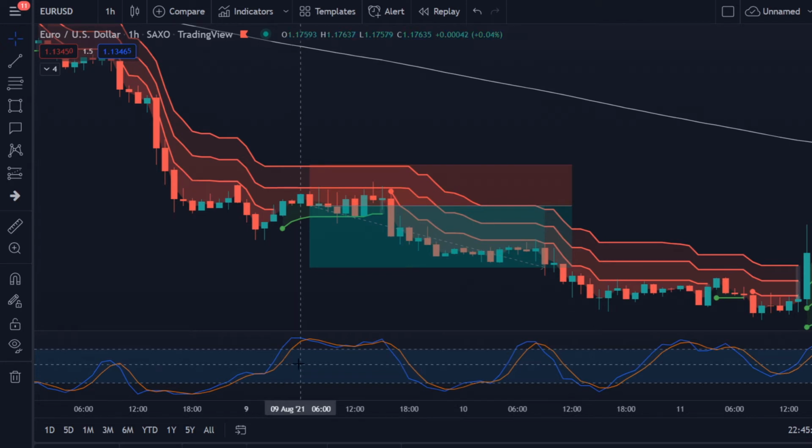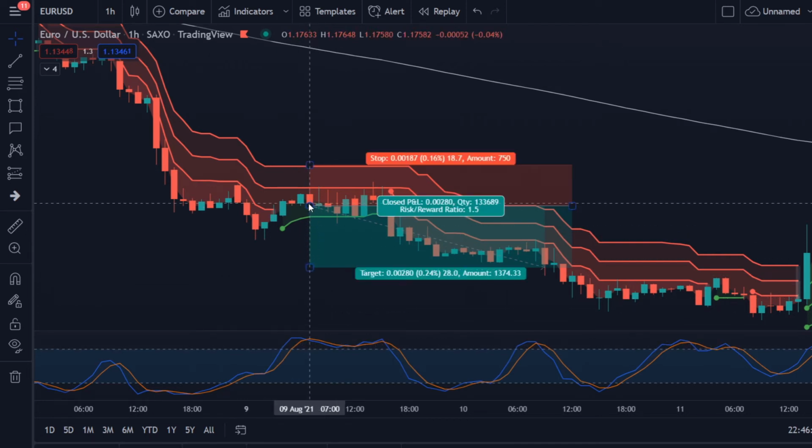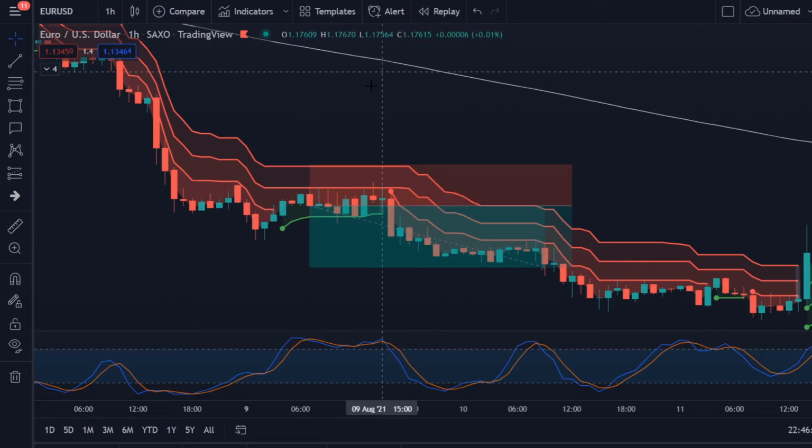And then we need to wait. Of course, we are looking at the 200 exponential moving average. The price is also below the 200 exponential moving average. And then we need to wait for the stochastic RSI to show us a cross down. As you can see, now it's pointing upwards, and then we see the blue line crosses the orange line to the downside, and over here we see that we need to take the trade, because again the price is below the 200 exponential moving average.